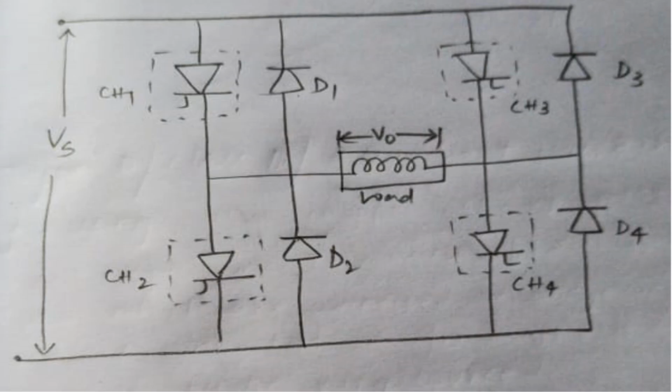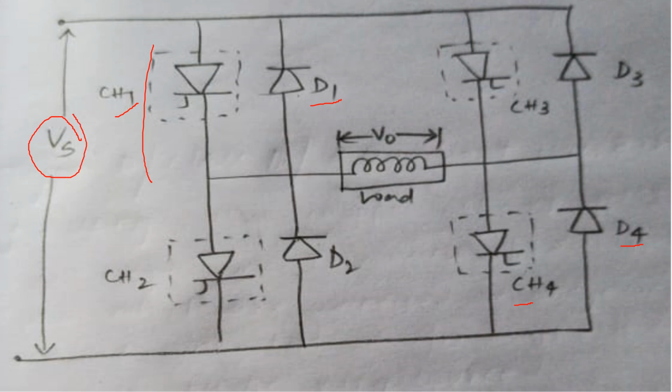Coming to circuit diagram, this is the circuit diagram of class E chopper circuit, which consists of four choppers, that is from CH1 to CH4, and four diodes, that is from D1 to D4. Here four diodes are connected in anti-parallel to the four choppers, and the load is connected in between the choppers and diodes, and this entire circuit is supplied by a constant voltage source Vs.